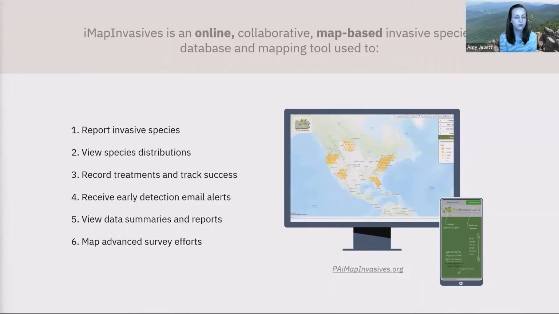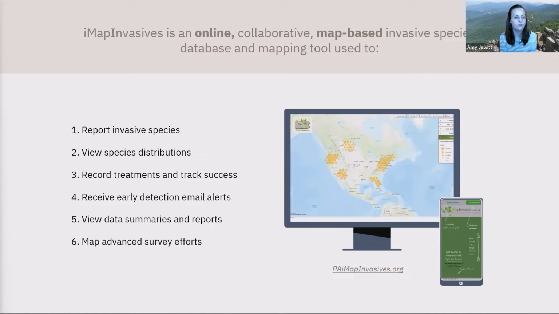So for managers who are doing work with invasives, they're able to record their treatments and track their success efforts. There's also email alerts that anyone can sign up for if you're interested. So if you want to keep tabs on where certain species might be getting found, you can set up an alert for that. Or if you're interested in a certain geographic area, you can hone in on that place and then be alerted when something gets reported there.